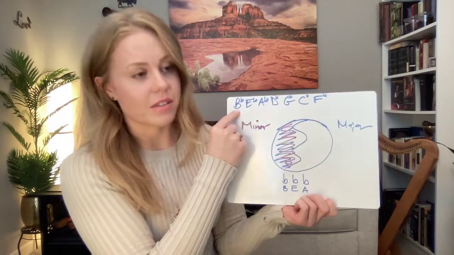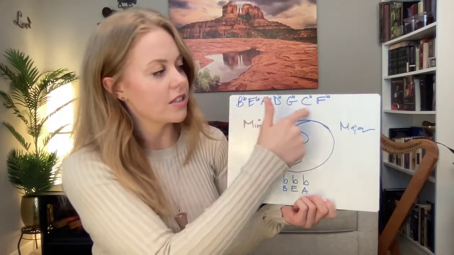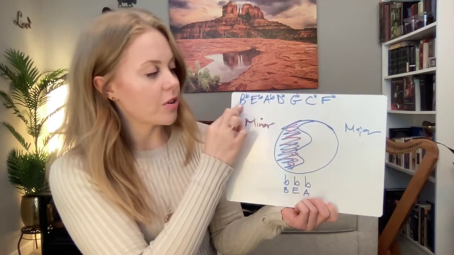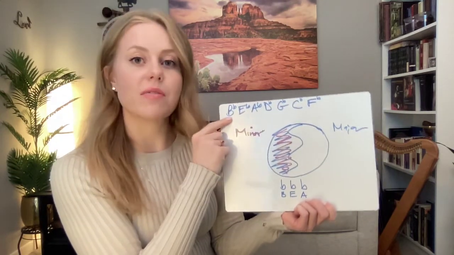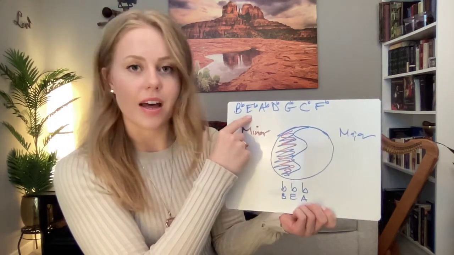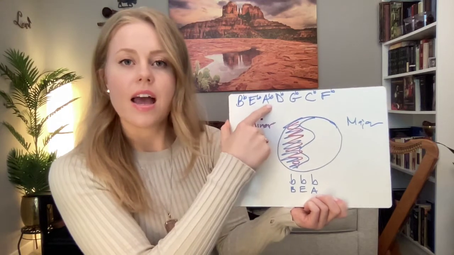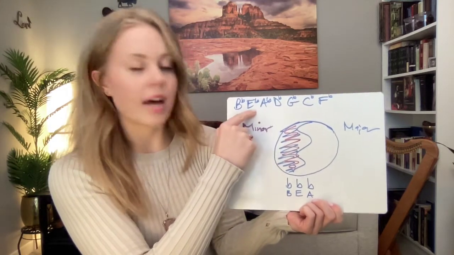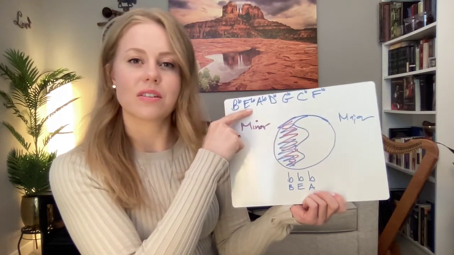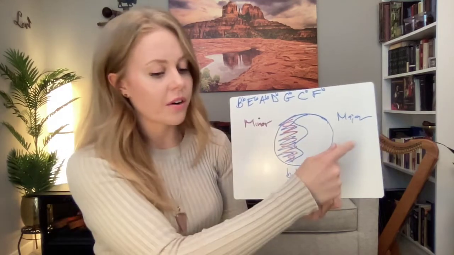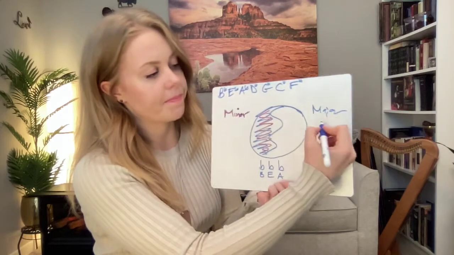So it starts with breakfast. So B, E, A, D, G, C, F. Okay? So the first flat, if you have one flat, it's always B flat. If you have two flats, it's B flat, E flat. In this case, we have three flats, so it's B flat, E flat, A flat. And we're going to take the second to last flat to tell us what the major scale is. So over here, we have E flat major on the light side.